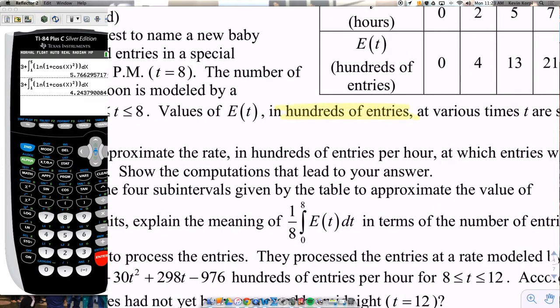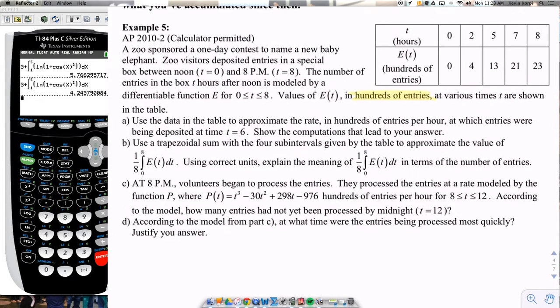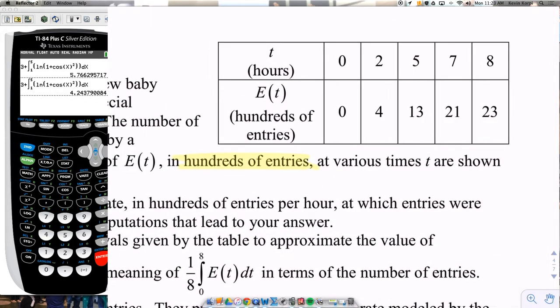Hundreds of entries. Boy, that threw some people off. At various times t, values are shown in the table. So we don't have an equation, we don't have a graph, just a table of values. Clearly understand what it is you're given. You're given time in hours and not a rate equation. You're actually given E in hundreds of entries. So at noon, how many entries were in the box? 0. At 2 p.m.? 100, right? At 5 p.m., 400. Then at 7, 1,300, and 2,100 at 8 p.m. when they closed it down. How many total entries? 2,300. So all that is doing is making sense of the data that has been given to you before you start.